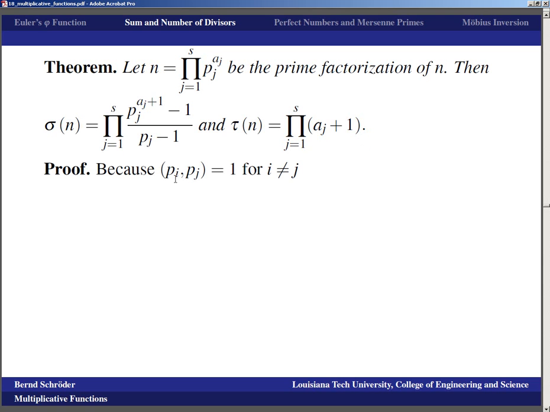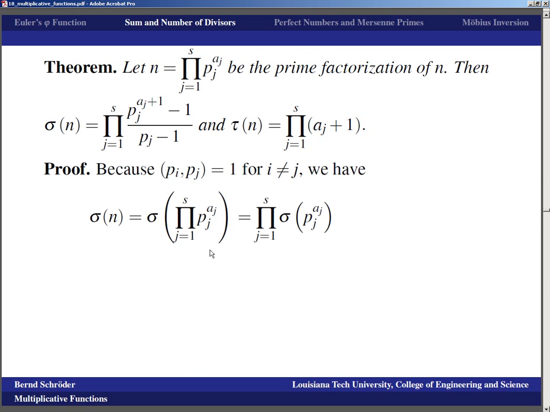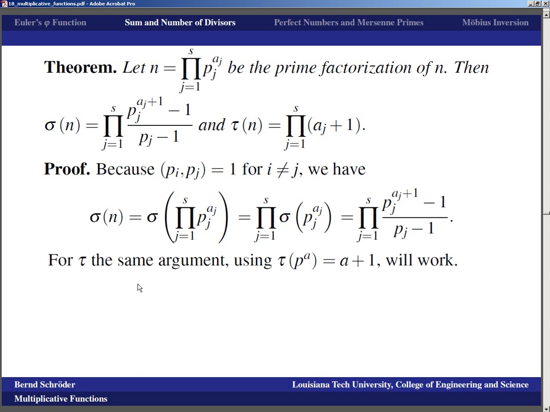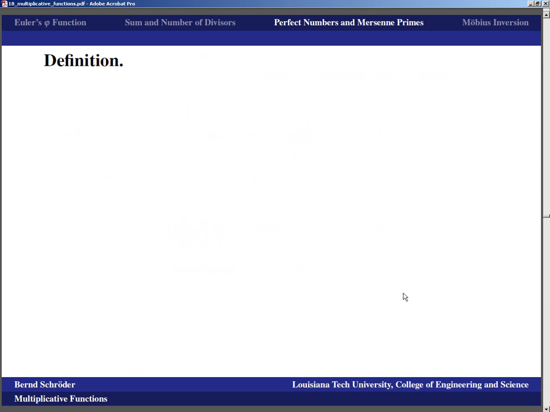Proof? Quite simple. p_i and p_j have greatest common divisor 1 for i not equal to j, so that means sigma of n is sigma of the product from j equals 1 to s of p_j to the a_j, which for multiplicative functions is the product from j equals 1 to s of sigma of p_j to the a_j, and that's the product from j equals 1 to s of p_j to the a_j plus 1 minus 1 over p_j minus 1. And for tau, we use the same argument, only that tau of p to the a is a plus 1, and that means this proof is done.